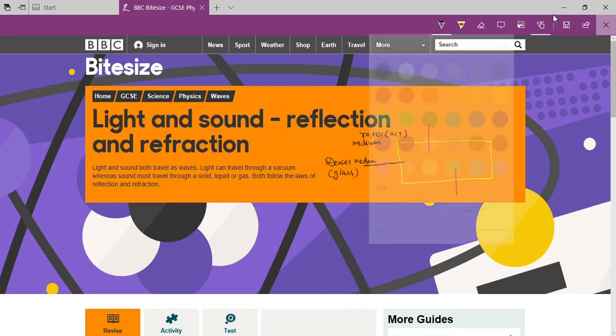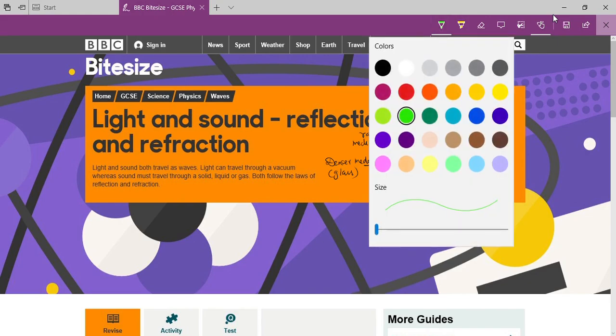So now the process is that when a ray of light transmits from rarer medium to denser medium, you can see that this ray of light coming from rarer medium, that means from air, to denser medium, that means in glass, bends towards the normal. Are you seeing that? It bends towards the normal, that means inside. Clear?